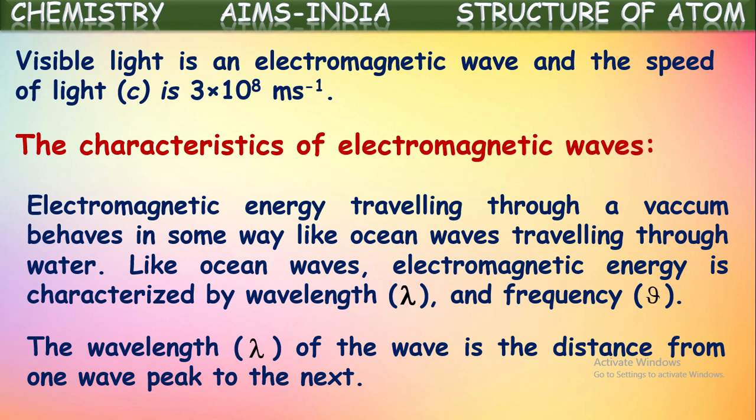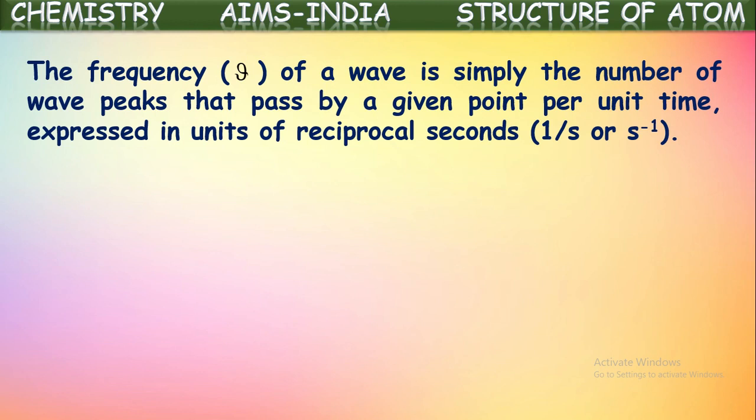And what about frequency? The frequency of a wave is simply the number of wave peaks that pass by a given point per unit time. It is expressed in units of reciprocal seconds, or second inverse. To say it simply, the number of waves passing through a point per second is called the frequency of that wave, whether it is an electromagnetic wave, a light wave, or a sound wave. It is denoted with the symbol nu.